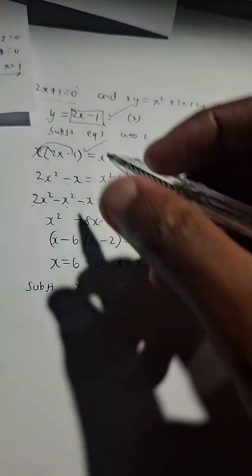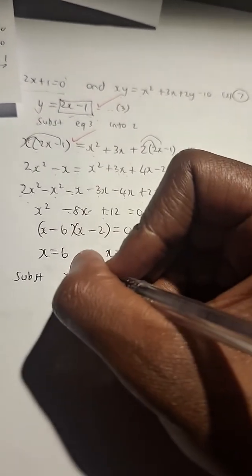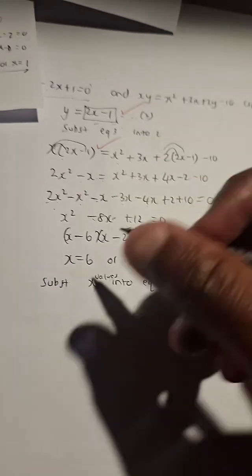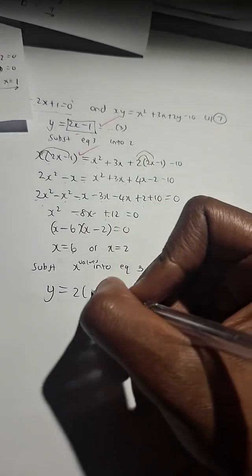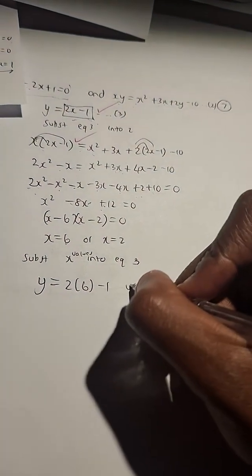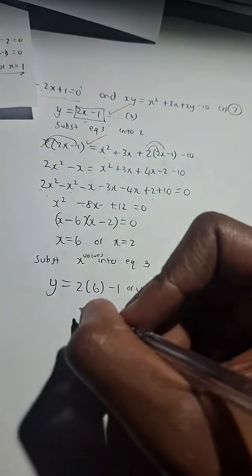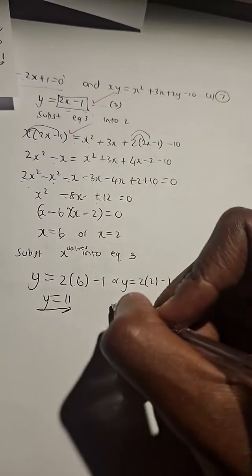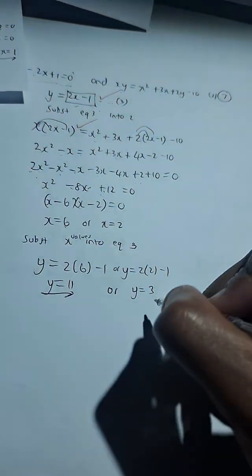Then we sub the x values where? Into the equation 3 that was waiting. So we sub the x values into equation 3. So that means y is equal to 2 into, in the place of x, what are we substituting? 6 minus 1. And then the other one is y is equal to 2 into 2 minus 1. What's 2 times 6? 12. What's 12 minus 1? 11. Then what's 2 times 2? 4. 4 minus 1. y is equal to 3.